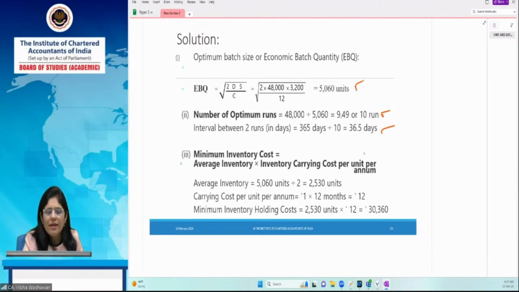So minimum inventory holding cost, average inventory. Average inventory means half of EBQ, divided by 2. Because we don't know how much inventory will be there in stock, at any point of time we assume half of the batch quantity will be there in stock. That is why we always take average, into carrying cost per unit per annum. So it's 30360. So this is how it is calculated. Just quickly take a note of this.